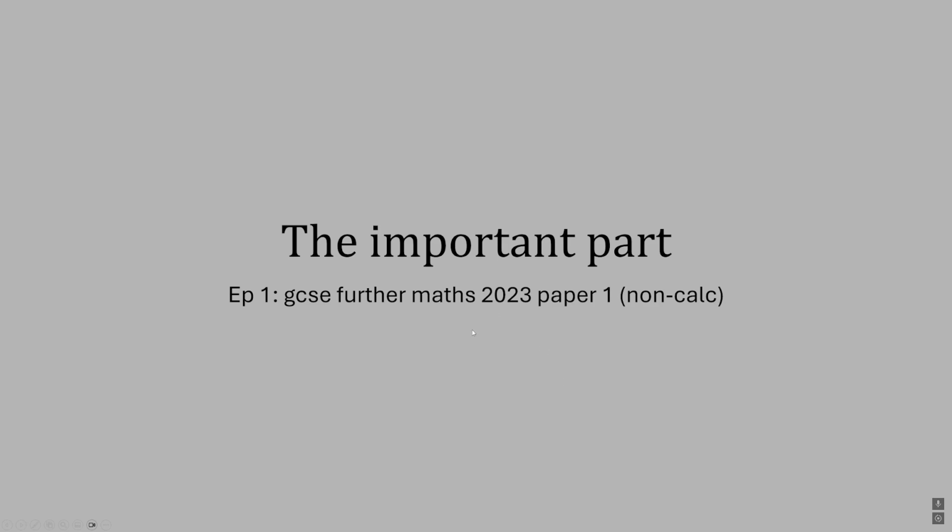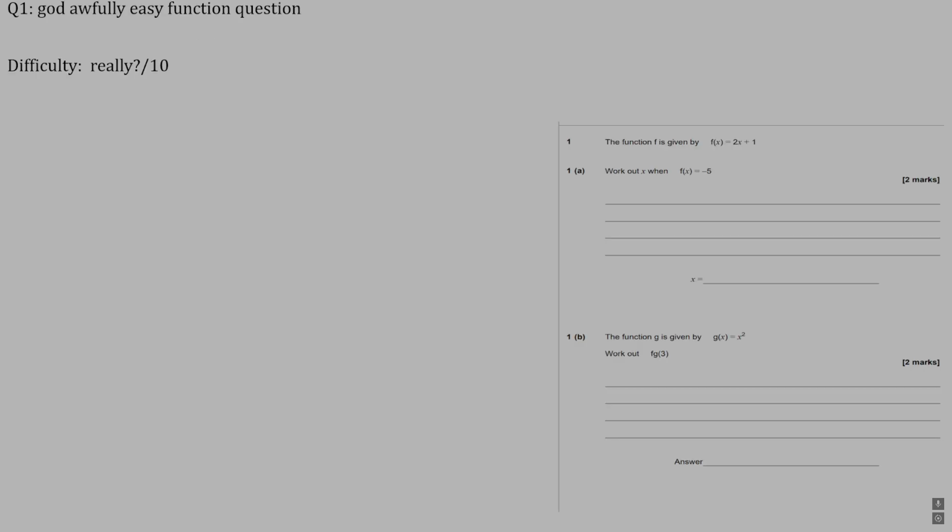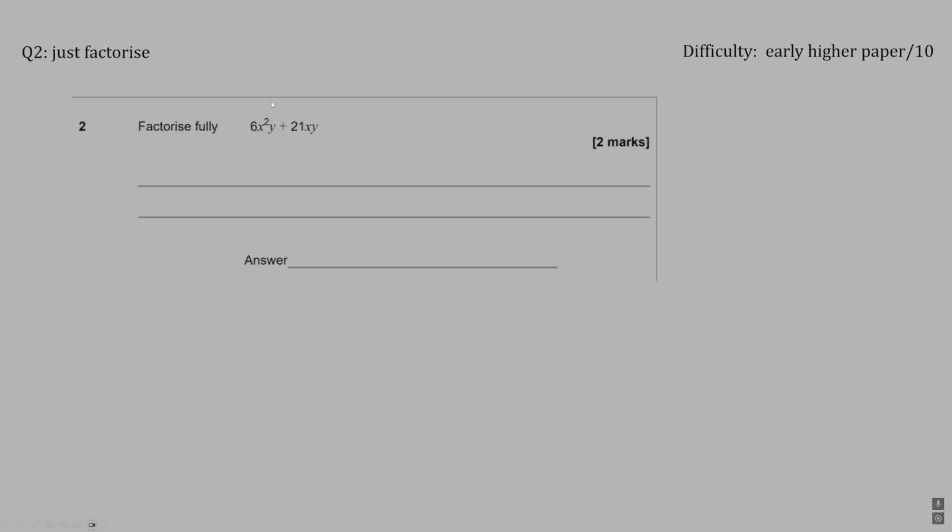Alright, so for the first bit, this is just the easy stuff. Again, if you struggle with these, maybe go back to the previous difficulty of maths. So first, we've got this god-awfully easy function question that is number 1. Literally all you do is make it equal to -5 and solve. Next bit, just substitute. It's really easy. Next bit, it's not even that. It's like, I'm not even going to show it to you, just do it yourself.